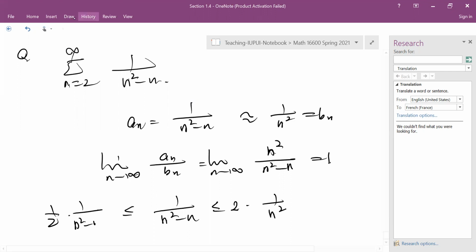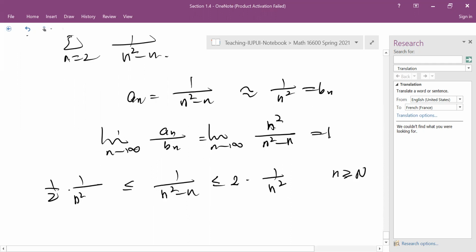So which one do we need? That's for sufficiently large n, n greater than some capital N. I think all we need is this part, and that is true for n greater than or equal to 2. So actually this N could be 2. I don't need the other side.